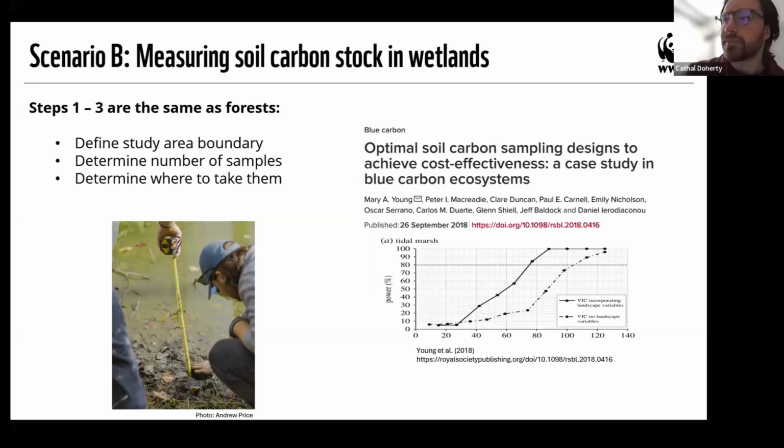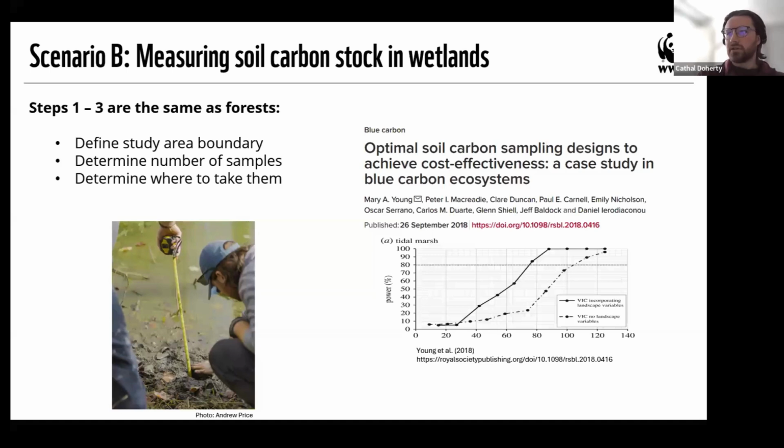Great, thank you, Claire. So I'm going to be discussing briefly just how to measure soil carbon specifically in wetlands. I'm not going to cover steps 1 to 3 that Claire went over in a little more detail because they're pretty much the exact same, where you define your study area boundary, you determine the number of samples, and you determine where to take those samples from. And you can use the exact same protocols that Claire mentioned and that are going to be a part of the protocol guide.